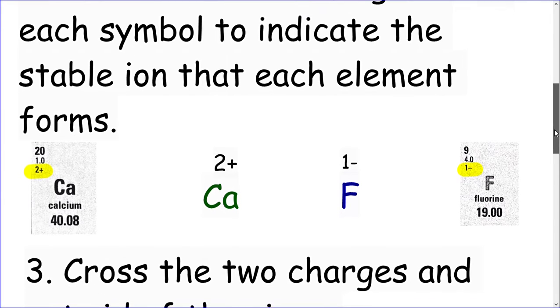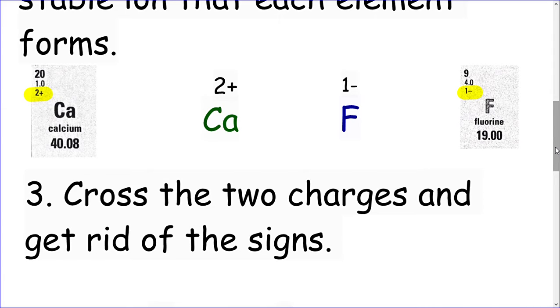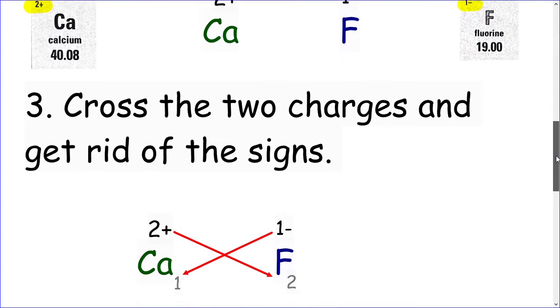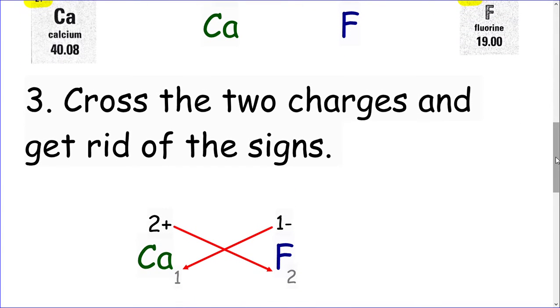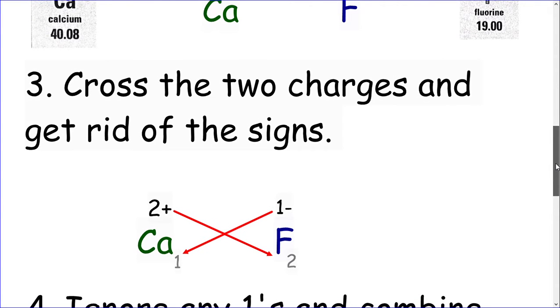And then the next thing is to cross the 2 charges and then to get rid of the signs. So what do I mean by that? Cross your 2 charges. I'm going to take the 2+, I'm going to cross it and put it where the F is. And then we take the 1- and I'm going to cross it and put it where the 1 is. So notice here that when I write out the numbers, there is no sign getting carried over in either of those scenarios. The plus and the minus sign just go away, and I'm just left with the numerical value that's there.